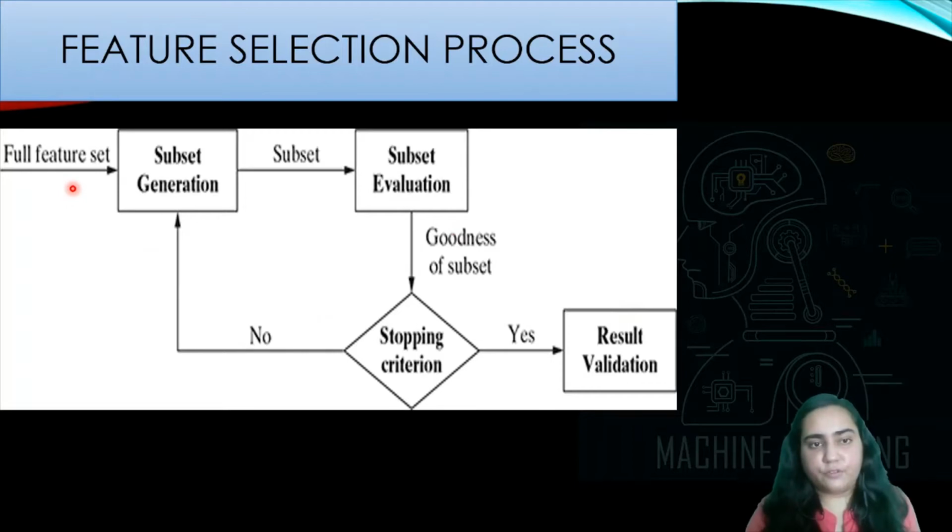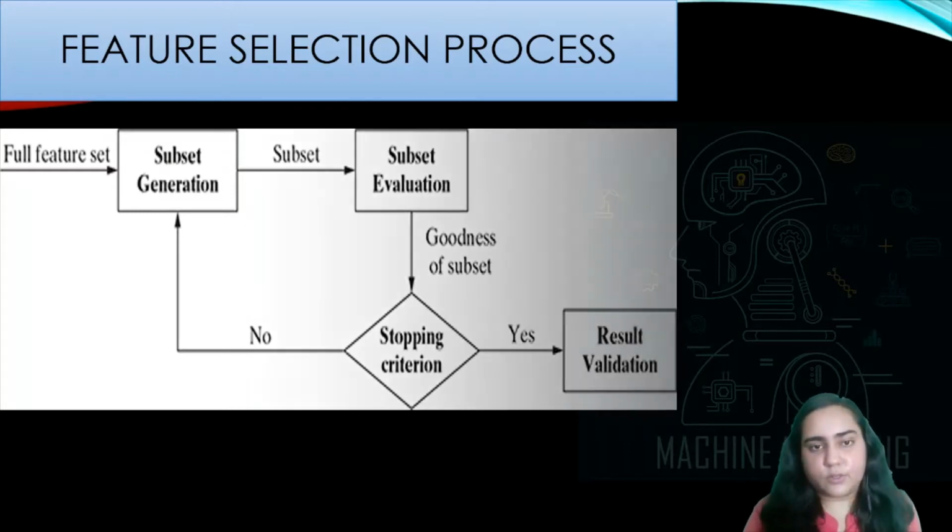You first have the full feature set from which you will generate a subset. Then you will evaluate if that subset is good or not. There will be a stopping criterion which will tell you at what point you can say that the subset is good, or at what point you can say the subset is not good. So if it's not good, you go back and generate another subset and check it. If it is good, then you can stop and just validate your result. Just see whether that subset works or not. So that is the overall feature subset selection process.